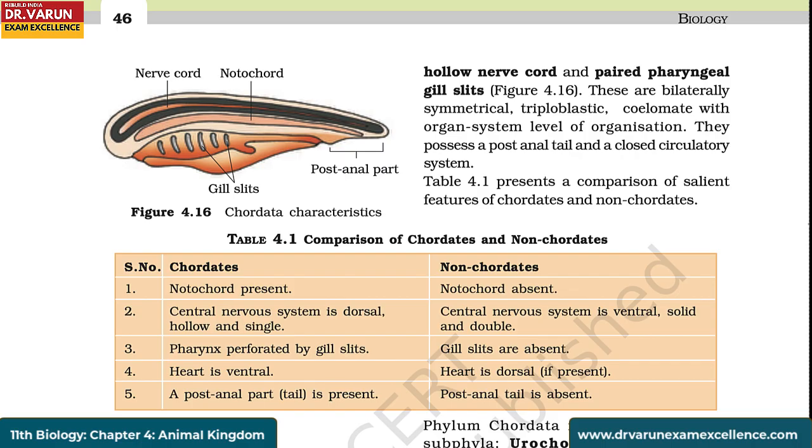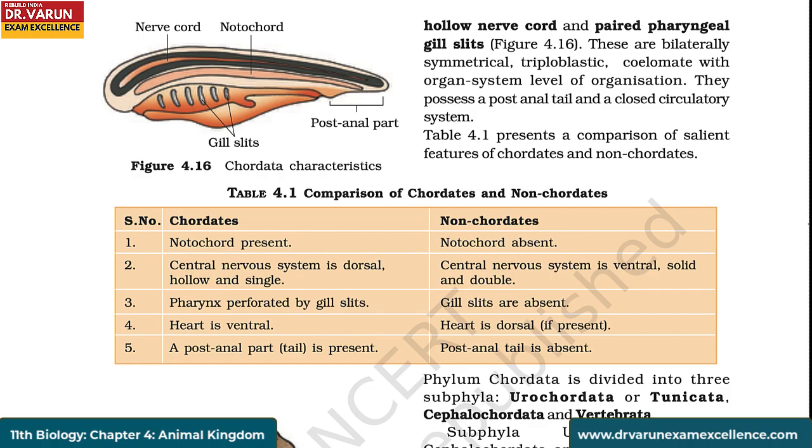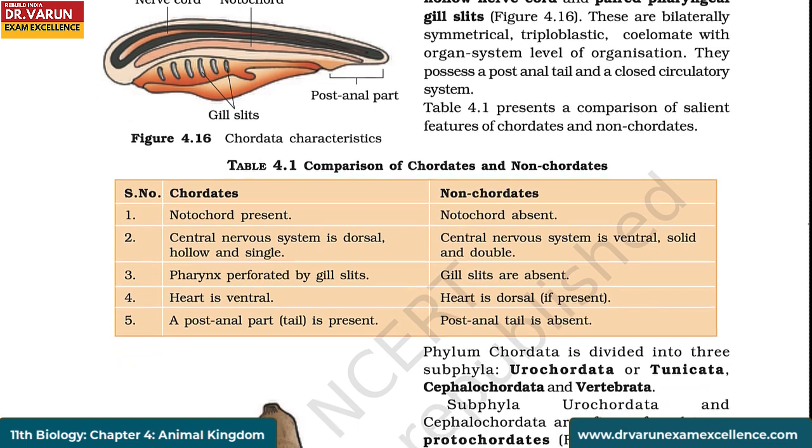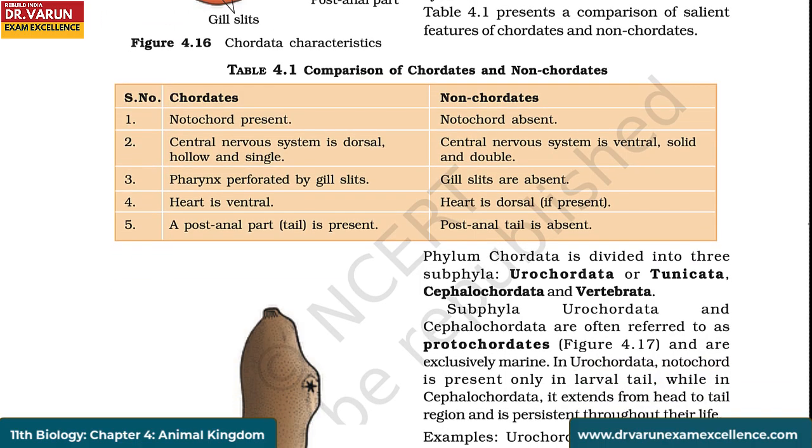Chordates and non-chordates differences. In chordates, notochord is present; notochord is absent in non-chordates. Central nervous system is dorsal, hollow and single in chordates. Central nervous system is ventral, solid and double in non-chordates. Pharynx is perforated by gill slits in chordates. Gill slits are absent in non-chordates. Heart is ventral in chordates. Heart is dorsal, if it is present, in non-chordates. A post-anal tail is present in chordates.